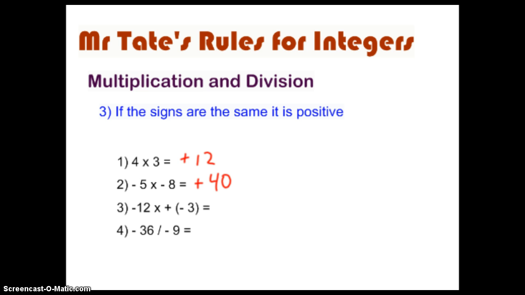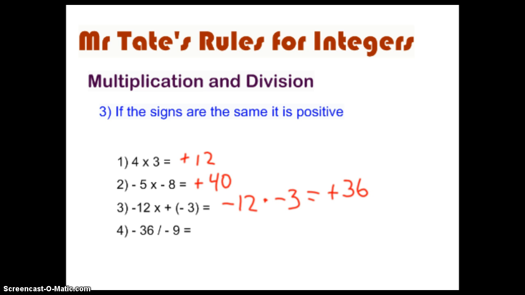Number 3, we have the double sign problem again. So let's rewrite it. We'll go negative 12 times negative 3. Well, my signs are the same now. I see that, so this will turn out to be positive. And 12 times 3 is 36. So we are good to go.